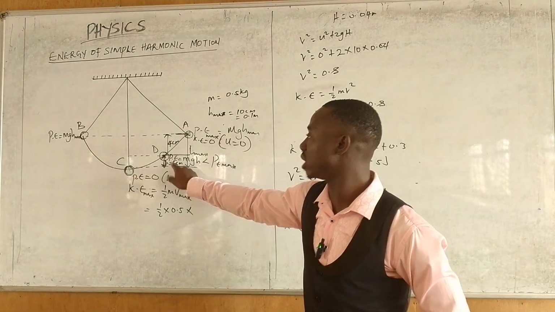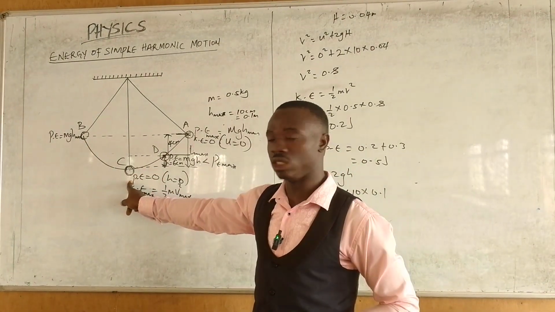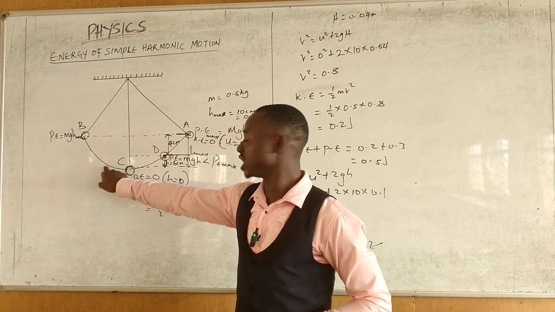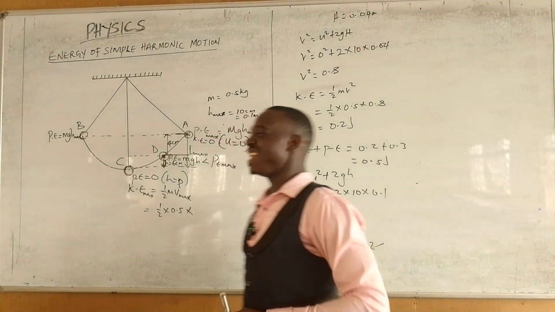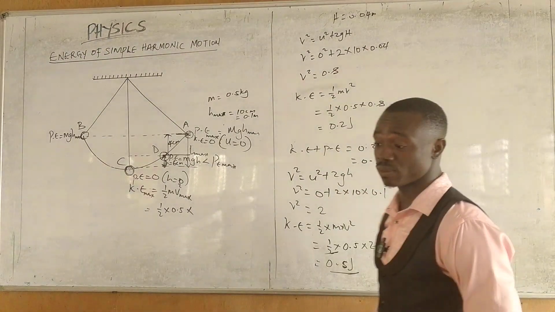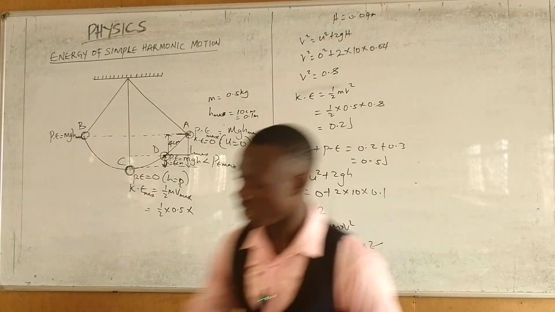Now here, total energy is still 0.5. Only KE, PE is 0. Total energy here is 0.5. Here, 0.5. What of here? 0.5. Anywhere you get to, the energy remains the same. That is the proof of the principle of conservation of energy.